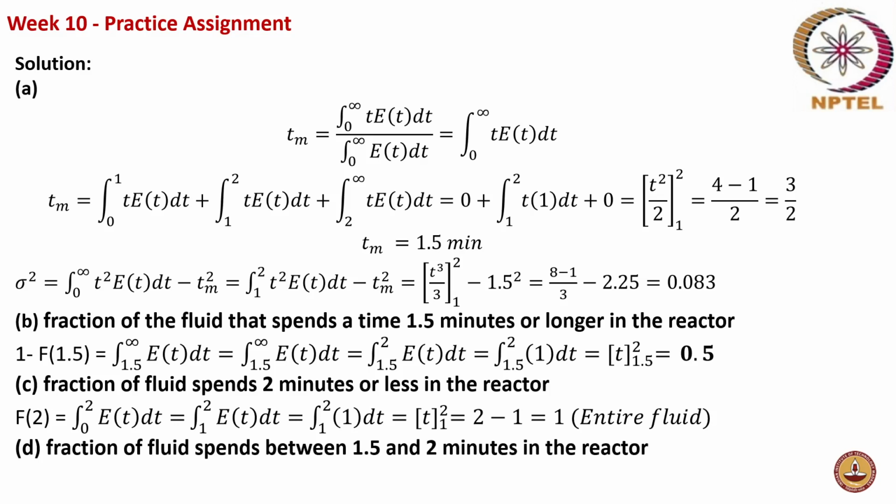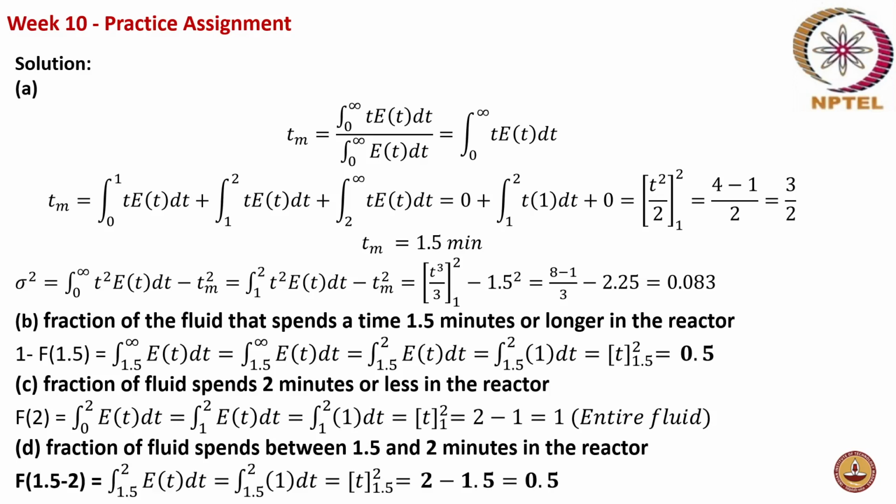Final question. What is the fraction of fluid that spends the time between 1.5 and 2 minutes in the reactor? That means it is F of 2 minus F of 1.5, which is nothing but the integral 1.5 to 2 of E of t dt. So here it is the integral 1.5 to 2 of 1 into dt, which is equal to 2 minus 1.5. You will get 0.5. So 50% of the fluid spends the time between 1.5 and 2 minutes. Okay.